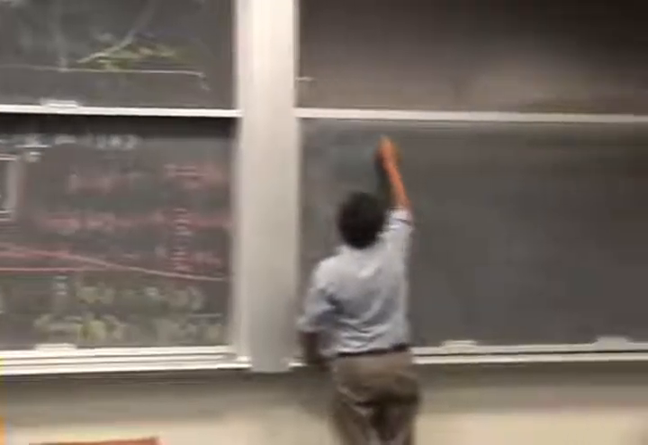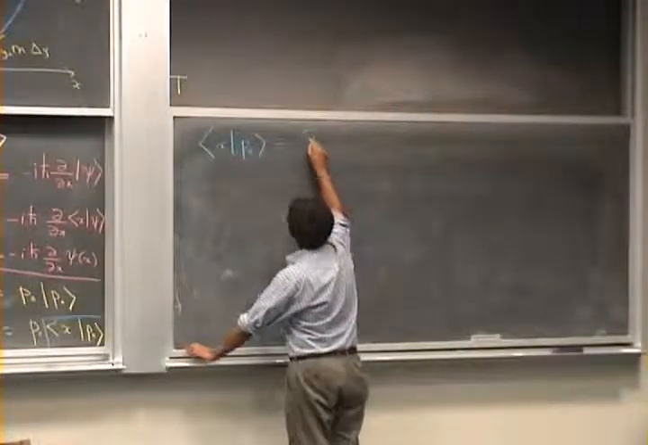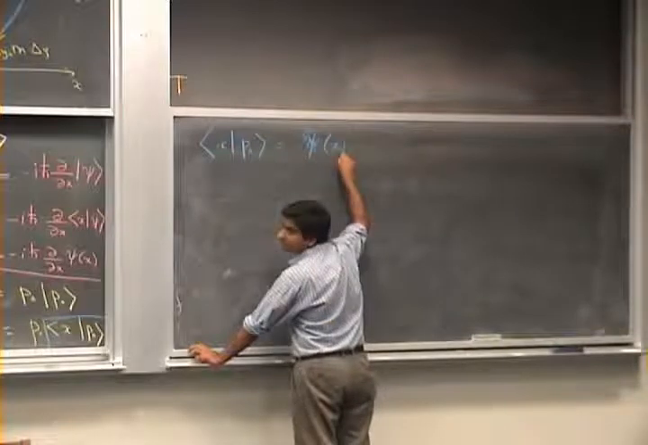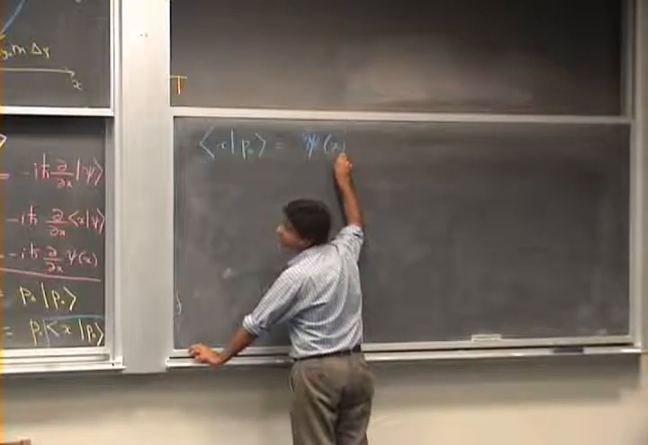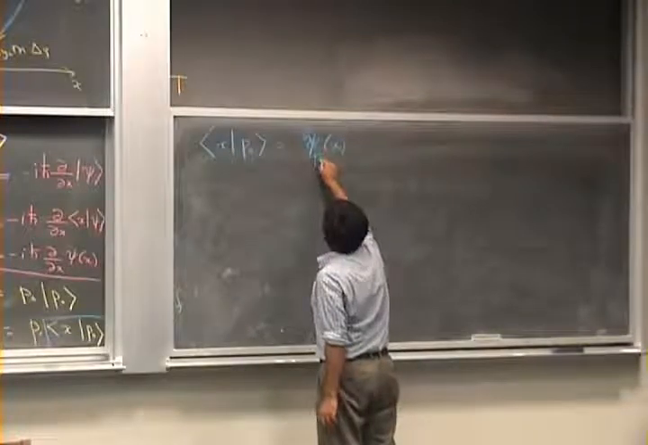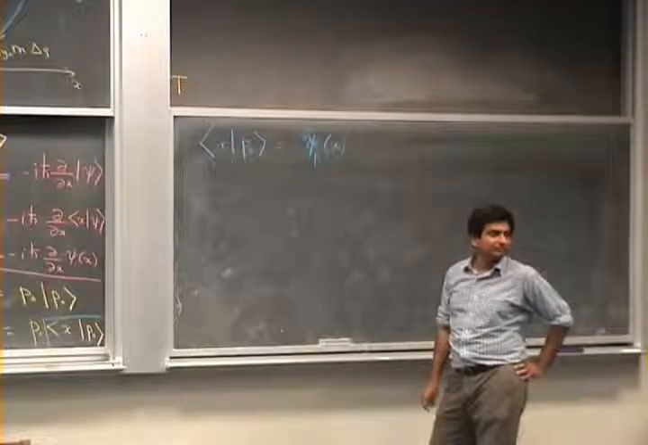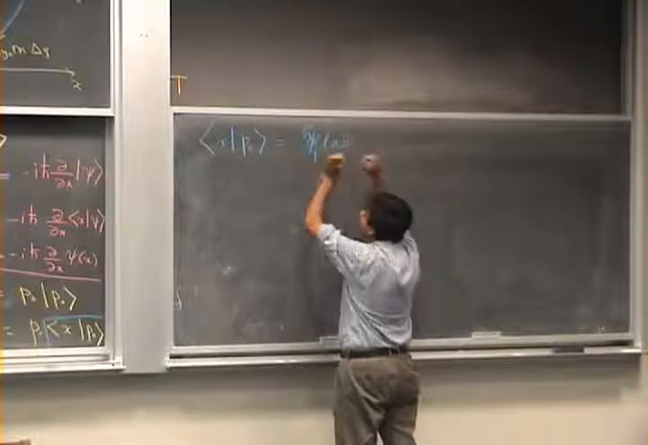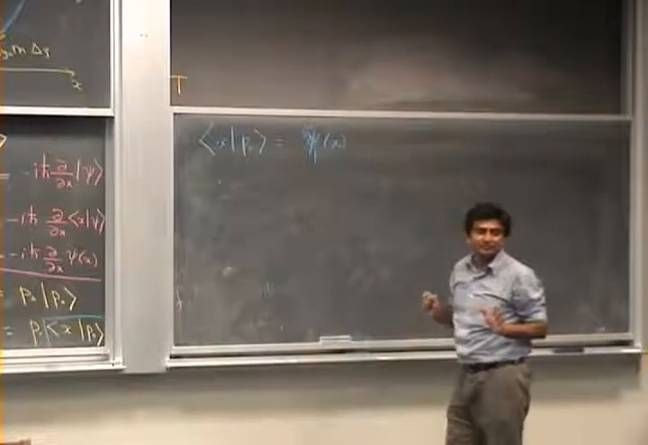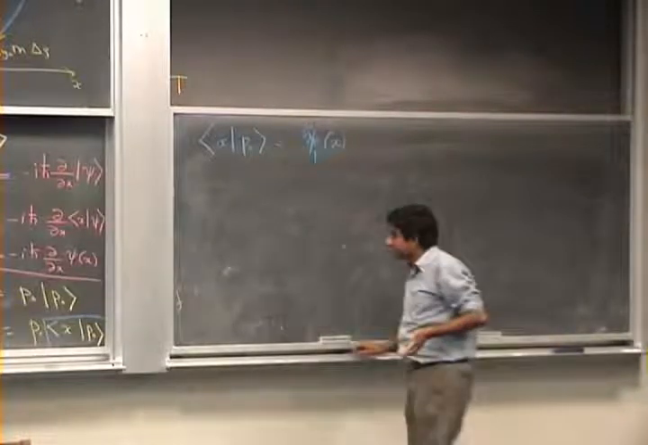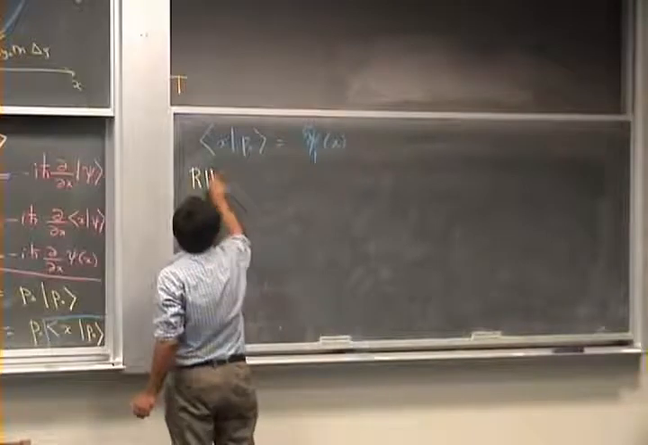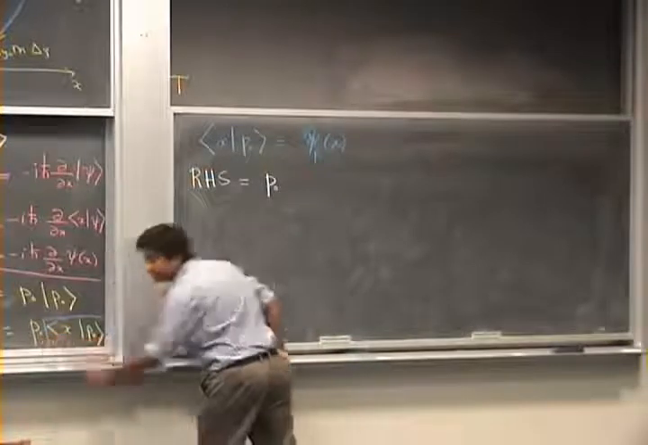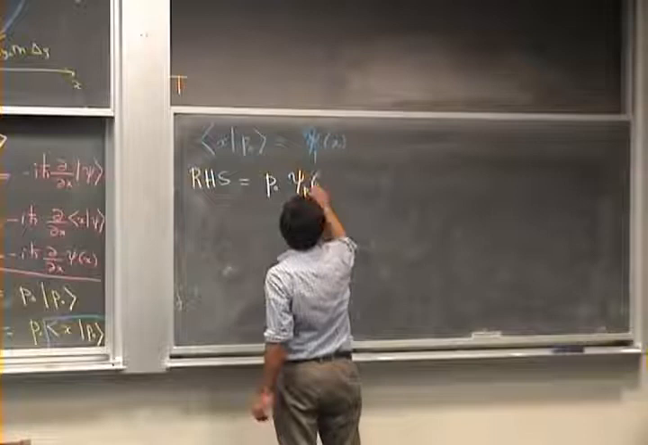So bra x, ket P naught. This will be a function of what? Of x or of p? Of x. It will be a function of x. And I write a small p naught because I have prepared the state p naught. I have gotten the eigenvalue p naught. So it's really a function of x, when my momentum is precise at p naught. Now the right hand side simply becomes p naught, this number, this scalar, times this function of x.